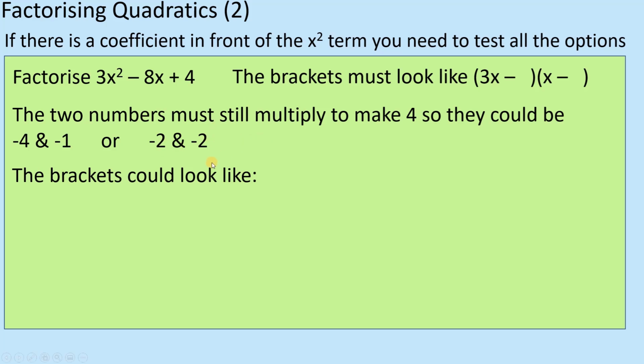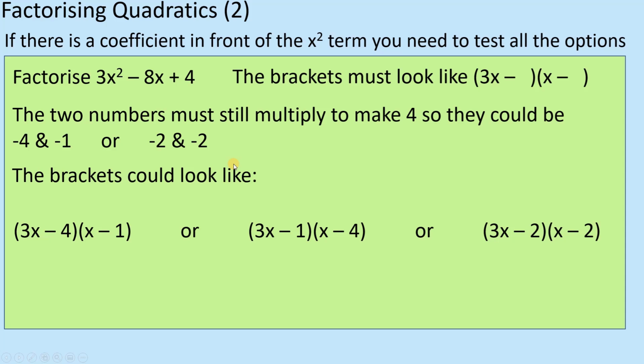So anyway, the brackets could look like any of these 3. I've got 3x minus 4 and x minus 1, 3x minus 1 and x minus 4, or 3x minus 2 and x minus 2. All right. So like I said before, what I'm looking for are these 2 and these 2. And what I'm after when I do those is a minus 8. Okay. So let's go through them.